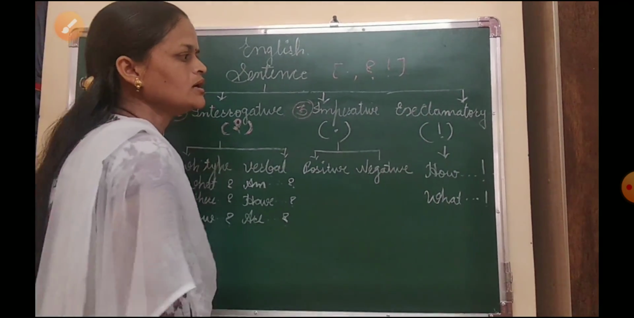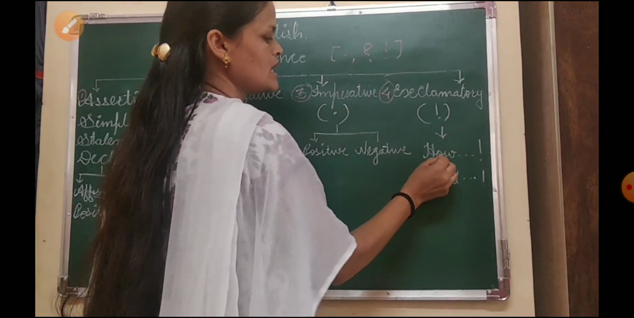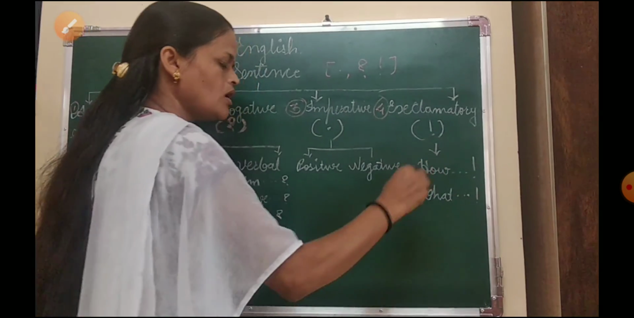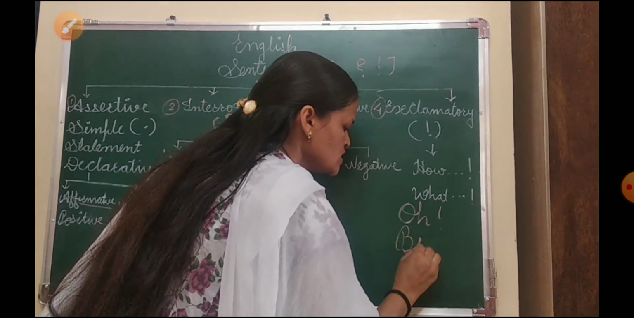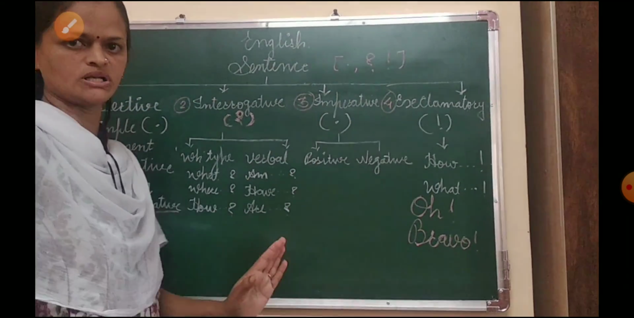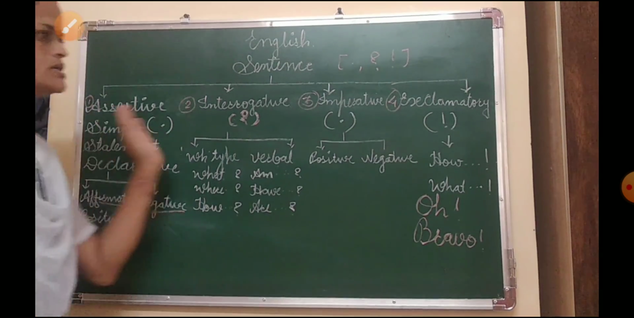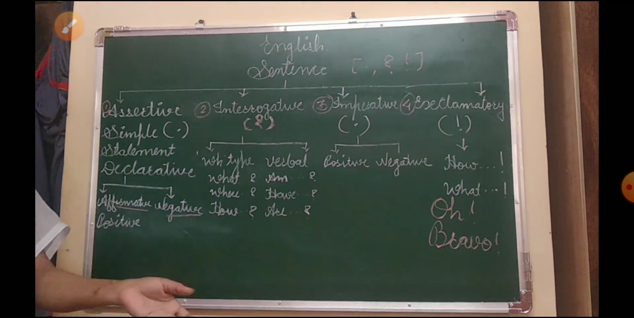And the fourth one is the exclamatory sentence. An exclamatory sentence mostly starts with how or what or oh, bravo, such interjections are also part of the exclamatory sentence. So this is the brief summary of the kinds of sentence. I think you understood very well.